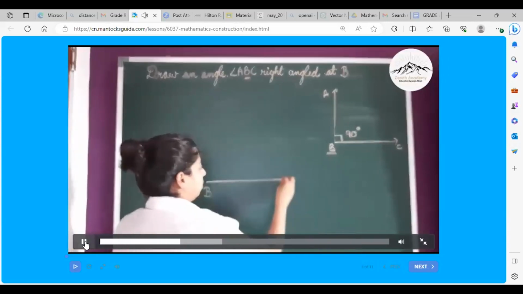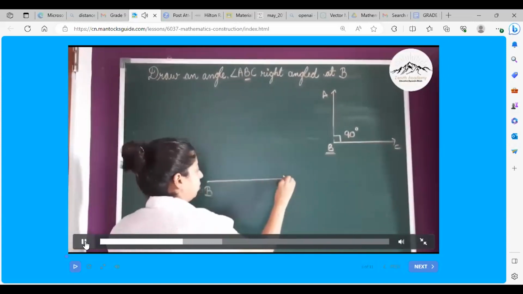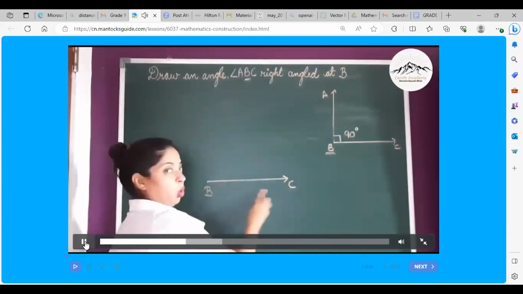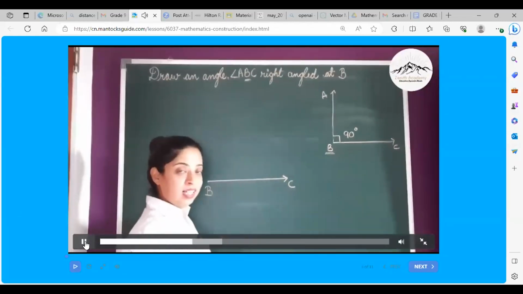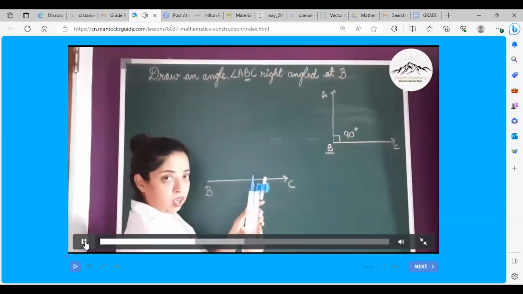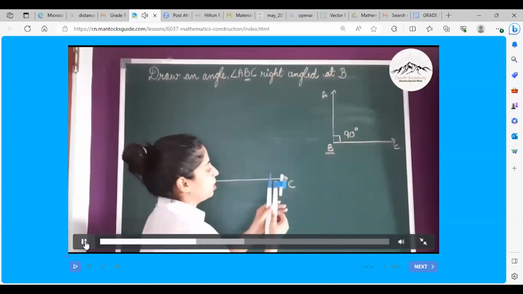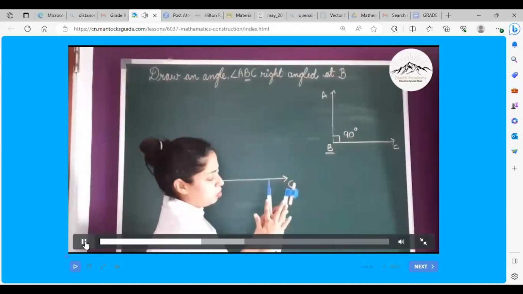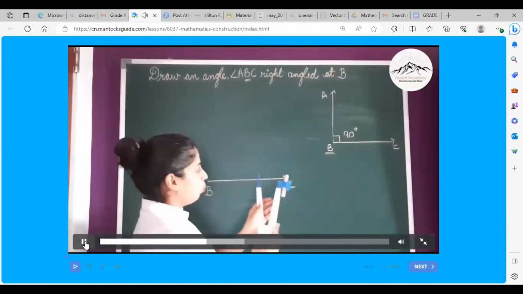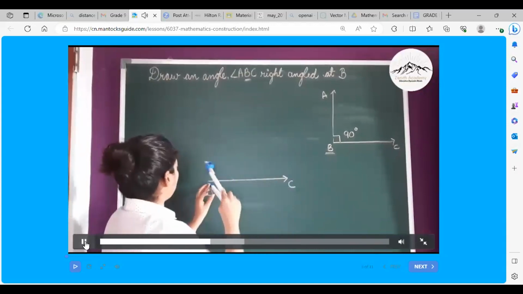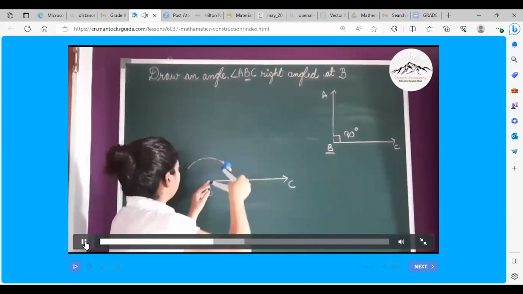So first we will mark this C. So we have drawn this ray BC. Now at B we have to draw a 90 degree. Let us see how to do that. Now take your compass and stretch it to a particular length. You can choose any length. You can just increase it how much you want. Now keep the pointer at B and draw an arc.